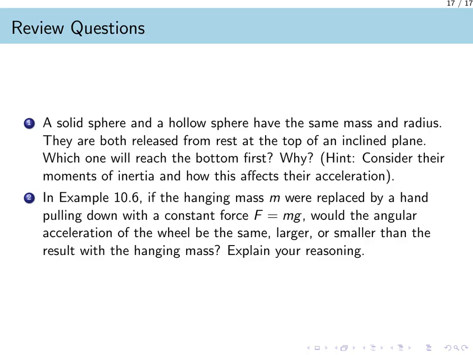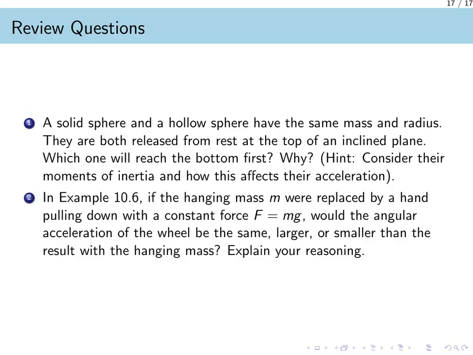This slide presents two conceptual questions to help you apply the ideas of moment of inertia and torque. For the first question, consider a solid and a hollow sphere rolling down an incline. To determine which reaches the bottom first, think about how their initial potential energy is converted into both translational and rotational kinetic energy. The key difference is their moment of inertia. A hollow sphere has a larger moment of inertia than a solid sphere of the same mass and radius, meaning it is more resistant to spinning.